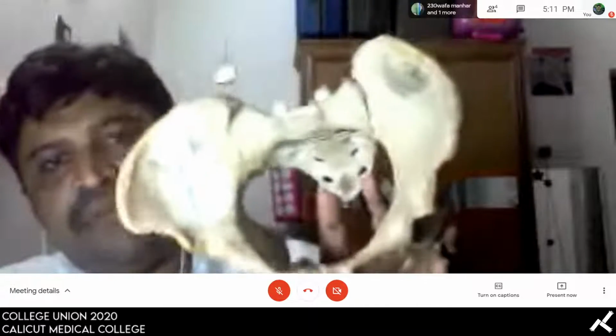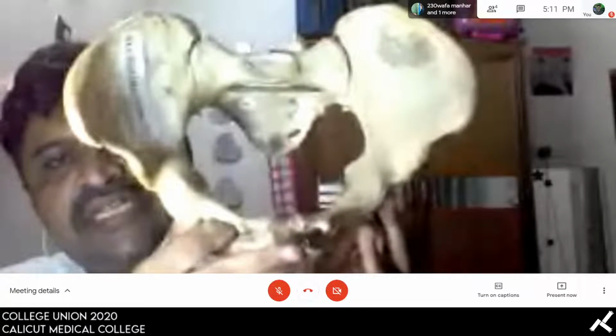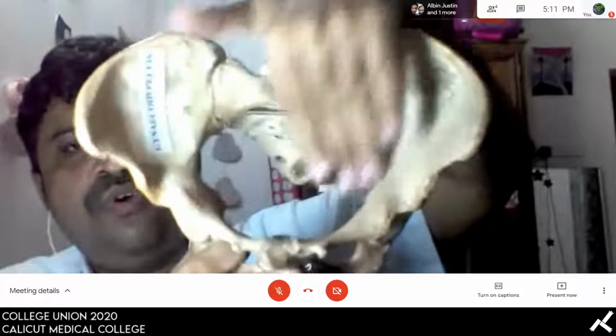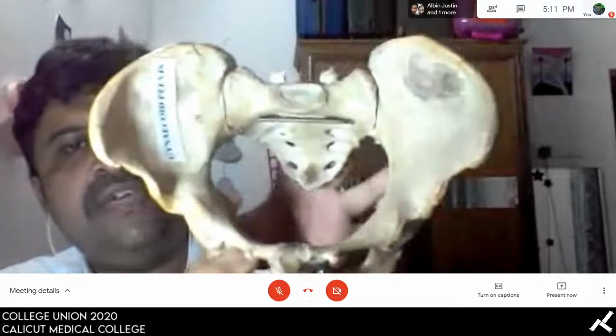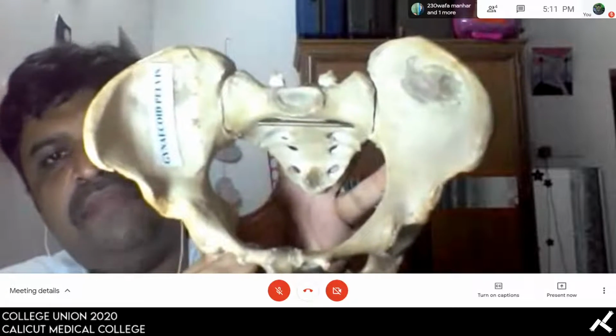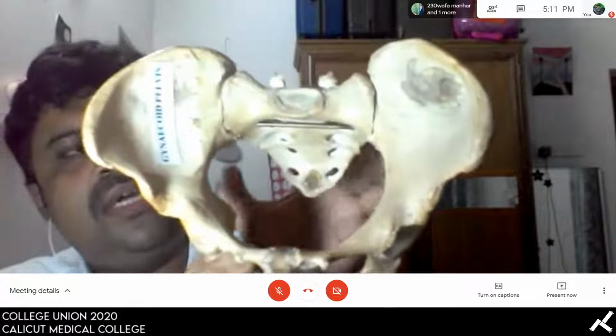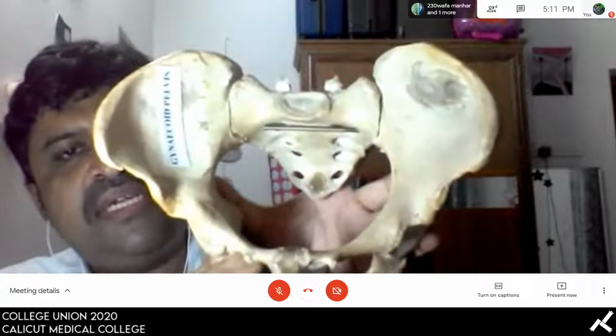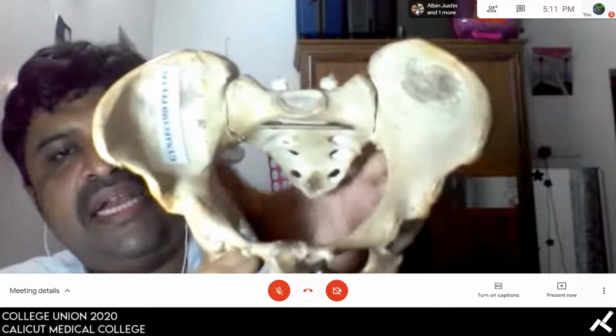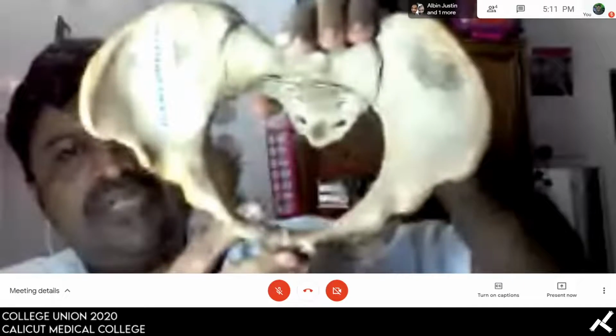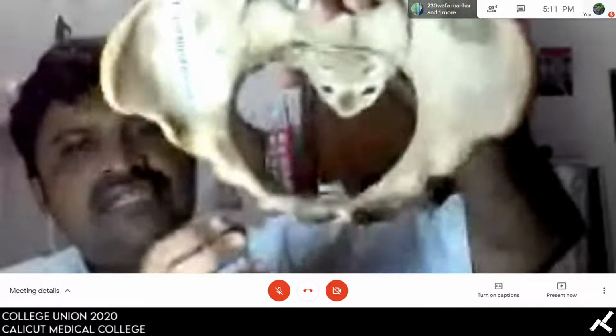So this is a gynecoid pelvis, where you can see it is a round shape, almost round with slightly transversely oval. That is what you see in a gynecoid pelvis. Understand? The transverse diameter is slightly larger than the anteroposterior diameter. That makes it almost round but slightly transversely oval.